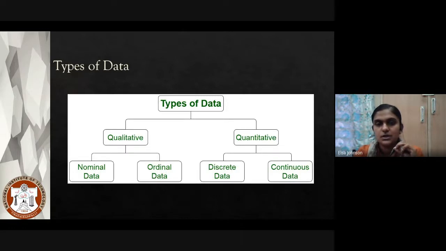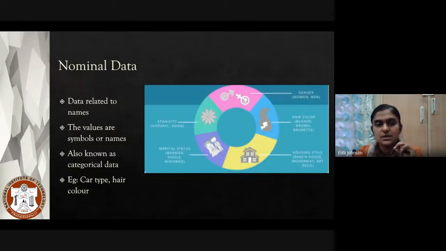Okay, so qualitative or categorical data is divided into nominal data and ordinal data. Quantitative is divided into discrete and continuous, and we will see each of these in detail. So nominal data is data related to names, and these values are symbols or names, also known as categorical data. You can see in this figure: housing style, hair color, gender, ethnicity, marital status.